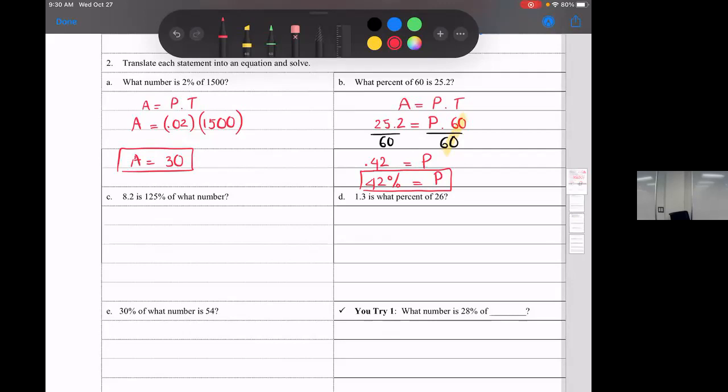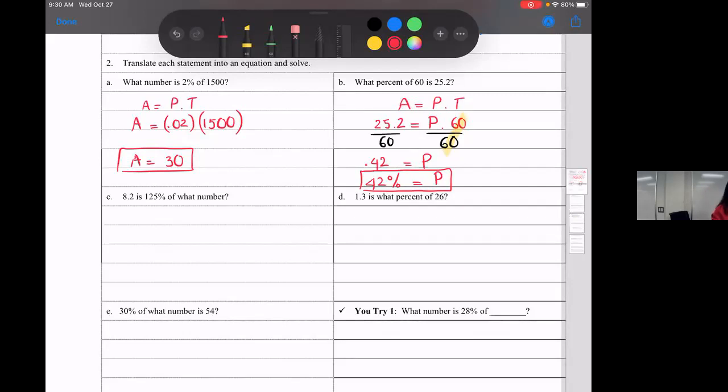If you have trouble figuring out what is A and what is T, I'll show you a little trick. Don't worry about the equation. P is easy, right? Percent is easy, but the A and T could be a little bit ambiguous.